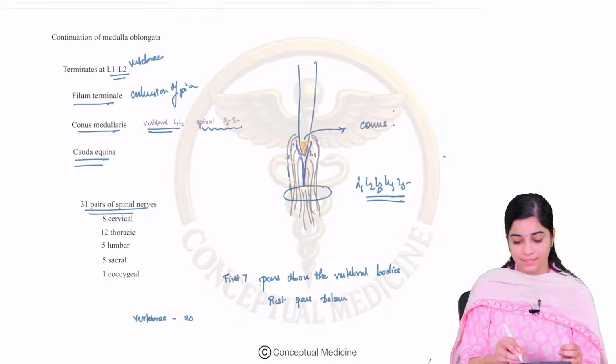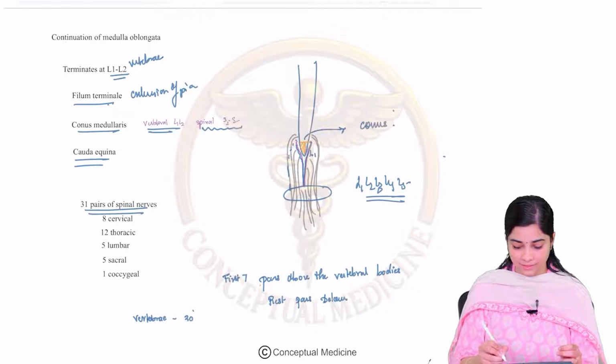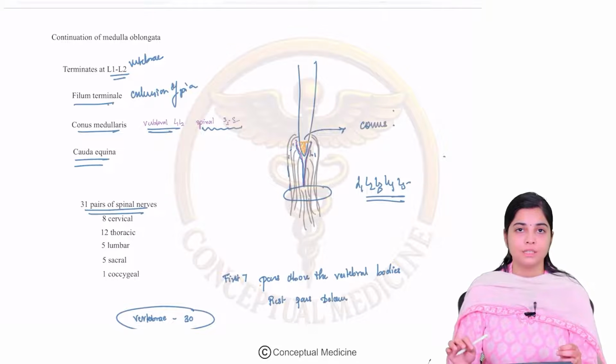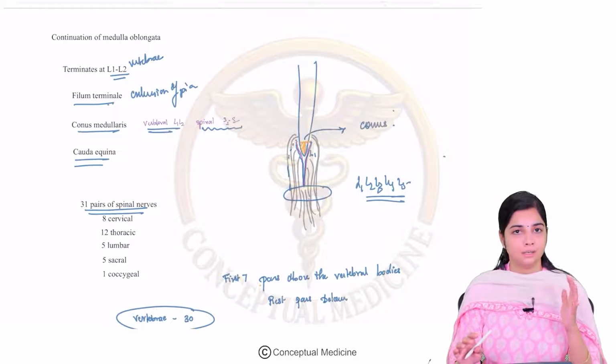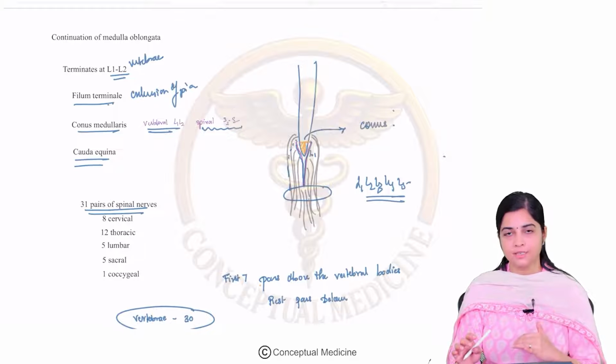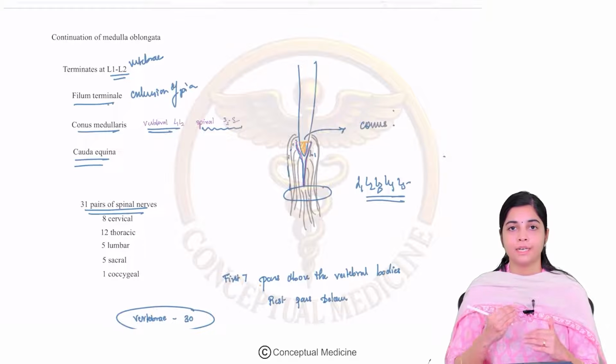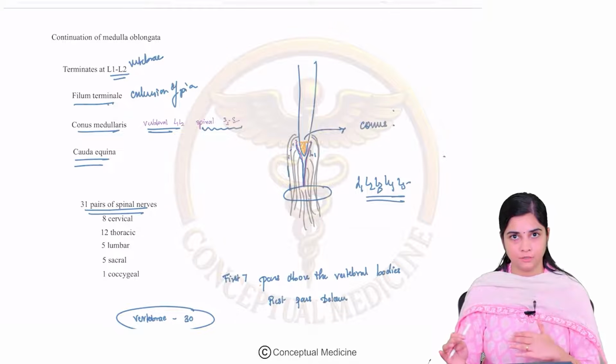Also understand that there are 31 pairs of spinal nerves, but the vertebrae are only 30 in number. This is because of a differential development of the spinal cord and the vertebral column. The vertebrae actually develop faster, whereas the spinal cord develops slower, and hence the number of nerve roots in the spinal cord is slightly more than that of the vertebral column.